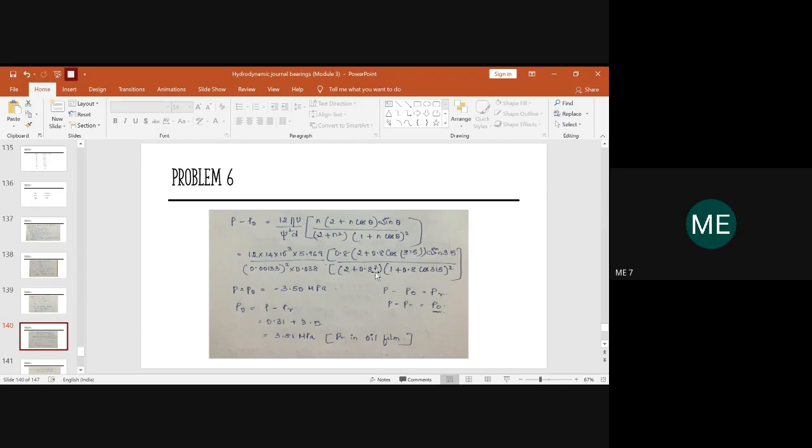So you will then later simplify it. First you have to simplify this constant value 0.8 divided by 2 plus 0.8 whole square. So this denominator gets cancelled, and here in the numerator you will get one constant value. Simplify and let me know how much you get. Are you getting P minus P naught is equal to minus 3.50 megapascal? Kindly check and let me know the answer.